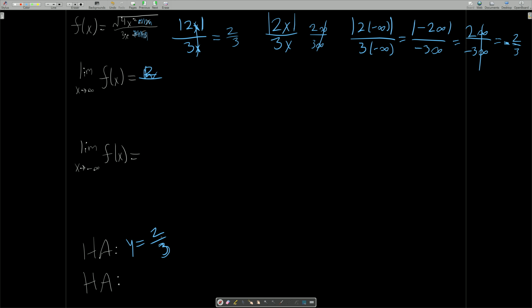So this function here has 2 horizontal asymptotes. One at 2/3 when it's going to the right, and one at negative 2/3 when it's going to the left.